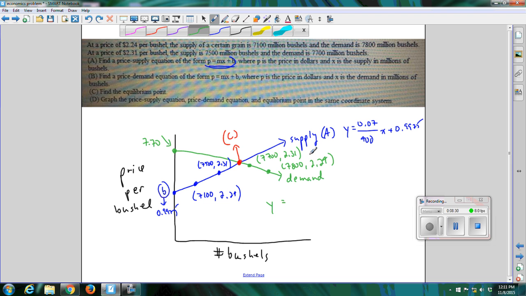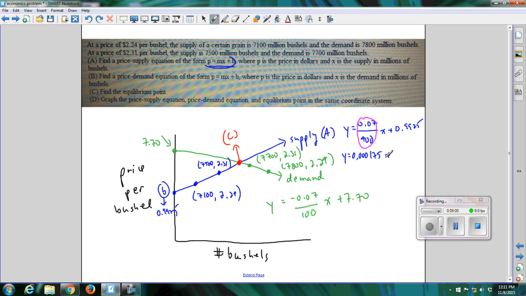Again, it's got negative 0.07 over 100 times x, and then plus 770. And just to make things look a little neater and less confusing, maybe you could of course just punch this into your calculator. It'll give you a decimal number, and if you'd rather write it that way, sure, it would look like y equals 0.000175x plus 0.9975, and the other one, I would do the same thing for that.